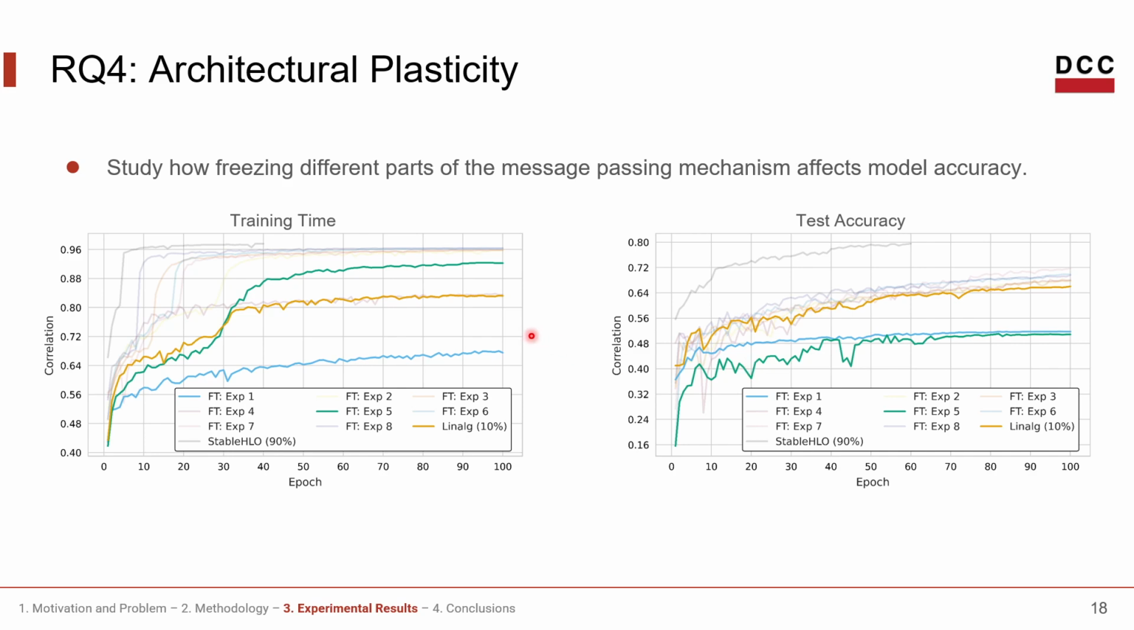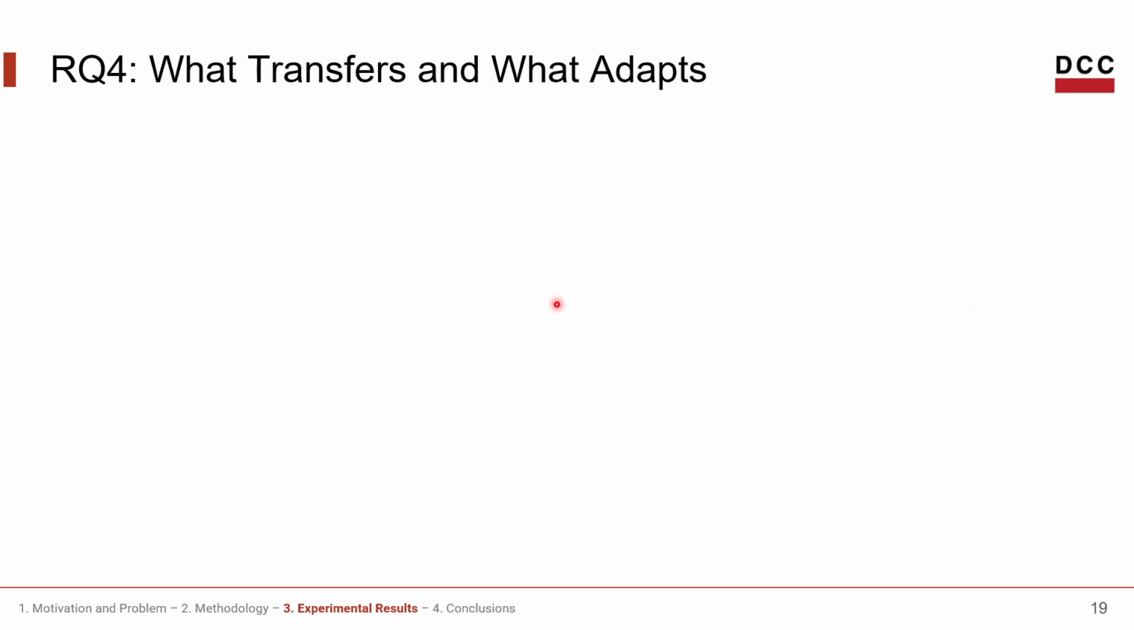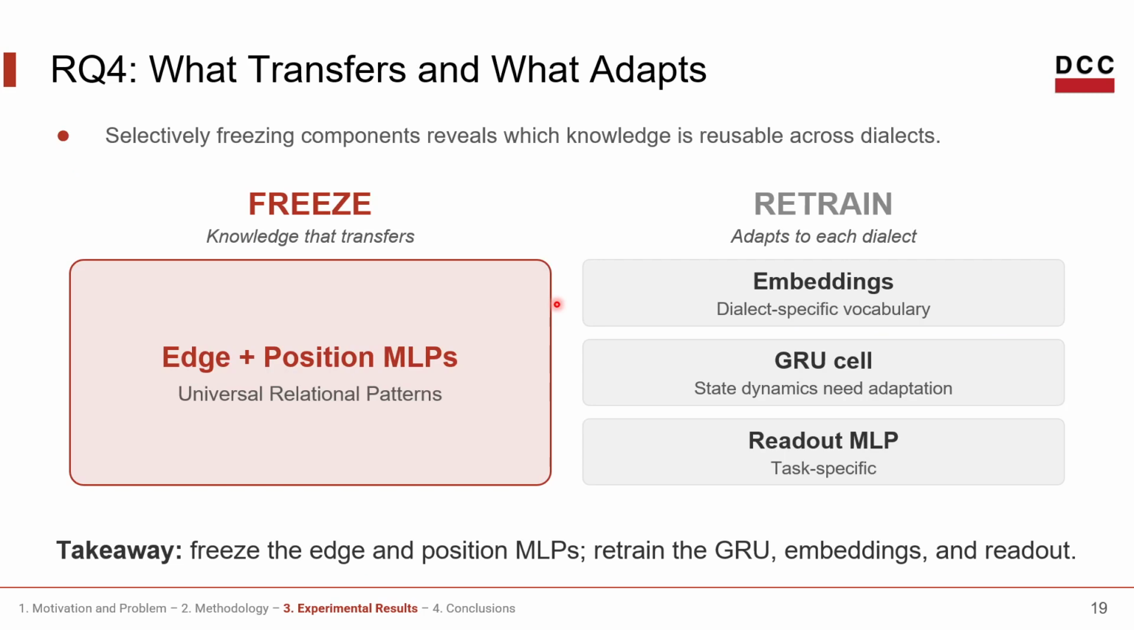And the idea is that freezing the entire message passing component is not ideal. It's not very good. Compared, for example, to the other fine-tuning experiments like 2 and 3 and 6, where they only partially freeze it or don't freeze it at all, where the performance is just straight up better. So basically, the takeaway from our research question 4 is that it is better to just only freeze the edge and position multi-layer perceptrons and retrain the gated recurrent unit, the third part of the message passing component, and retrain as well the embeddings and the readout multi-layer perceptron.